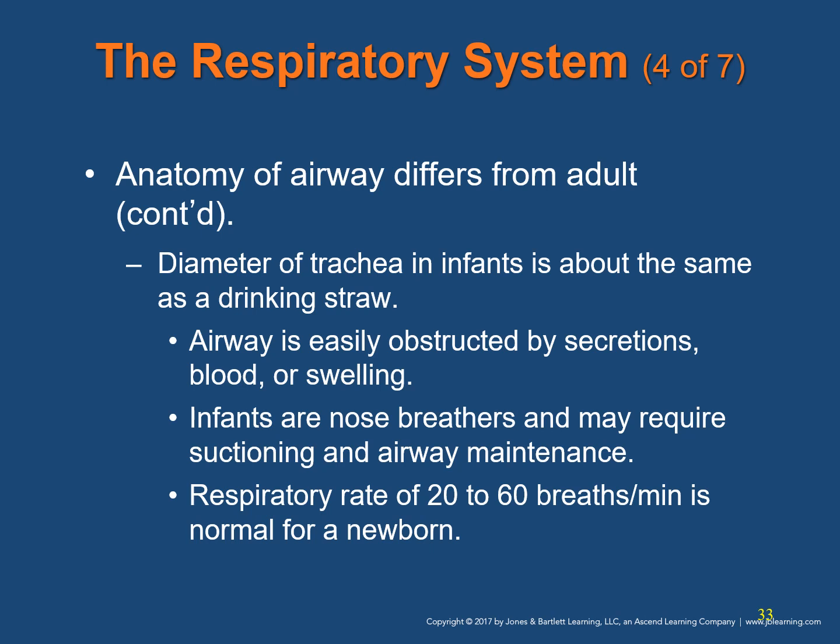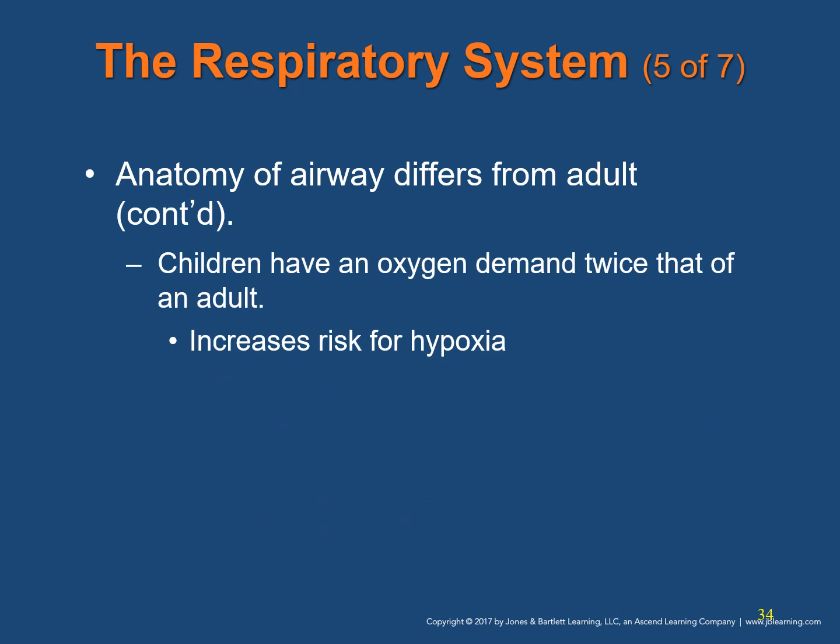Infants are nose breathers and may require suctioning of the airway and airway maintenance. A respiratory rate of 30 to 60 breaths per minute is normal for a newborn. A respiratory rate of 12 to 20 breaths a minute is normal for a teenager. Children have an oxygen demand twice that of an adult. The higher demand combined with a smaller oxygen reserve increases the risk of hypoxia.